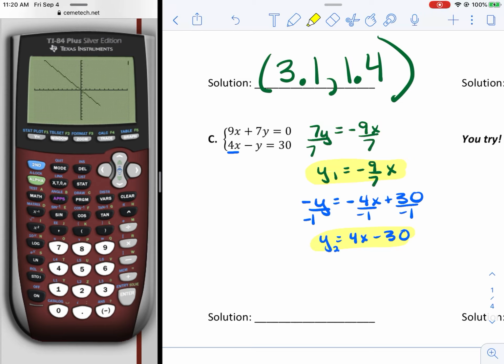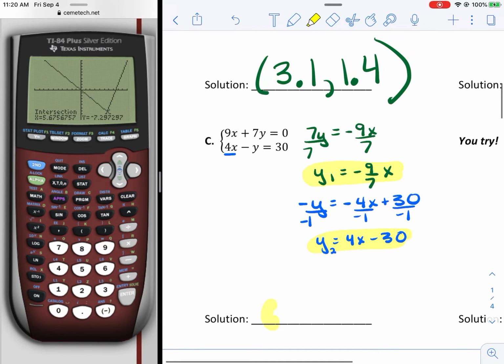Okay, and if we hit graph, there's the first line, there's the negative 9/7 x. There's the second graph, 4x minus 30. You're going to go to second, calculate, and select number 5. And then you're going to use your arrow to go towards the intersection point and hit enter 1, 2, 3 times. And so your solution is 5.7, comma, negative 7.3. Okay, we're rounding to the nearest tenth.